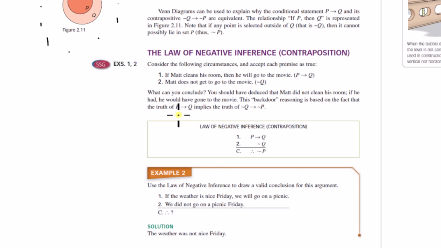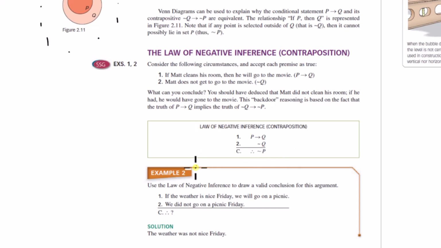So this backdoor reasoning is based on our assumption that the contrapositive is congruent with the original statement. And this is universally true. So here they give the law of negative inference, or the law of contraposition. So if P then Q is true, and then you have a circumstance of not Q, then that is going to imply that not P is the conclusion.